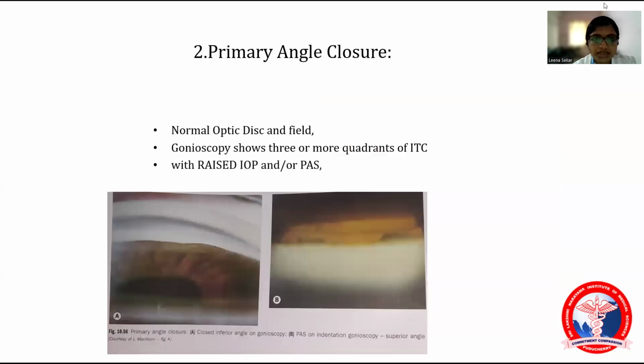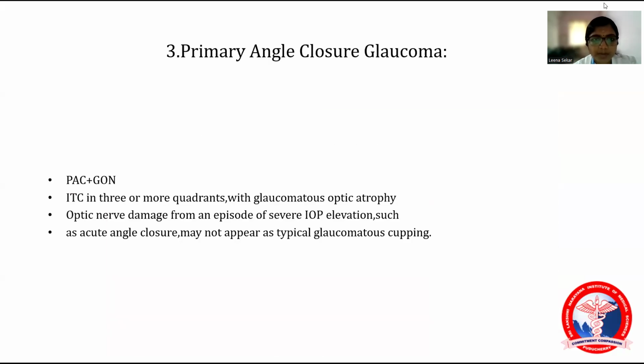Next comes the primary angle closure. Here we have normal optic disc and field, but raised IOP will be there, and gonioscopy will have 3 or more quadrants of iridotrabecular contact. Next one is the primary angle closure glaucoma. Here, primary angle closure changes with the glaucomatous optic nerve head changes will be there. Iridotrabecular contact in 3 or more quadrants with glaucomatous optic atrophy can happen. Optic nerve damage will result from severe IOP elevation.